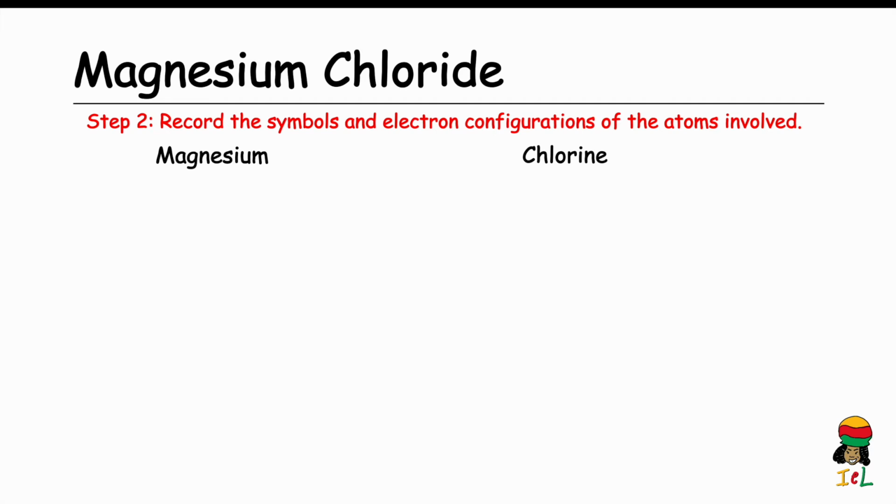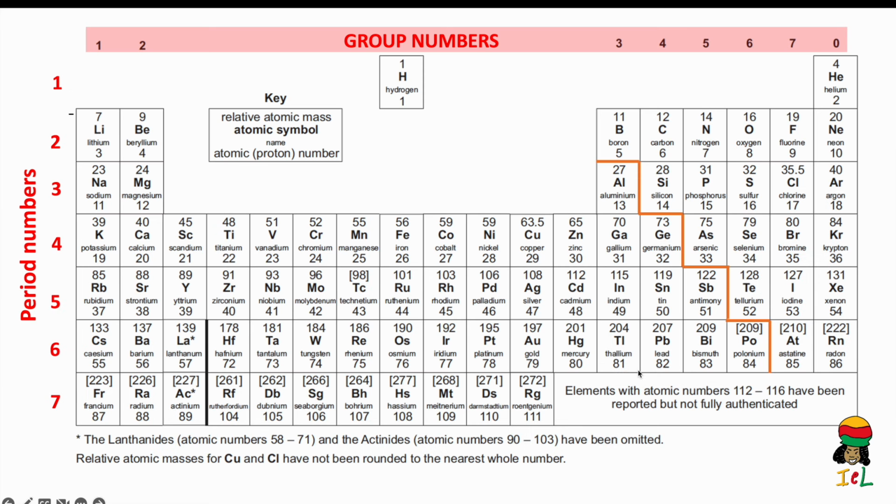Step 2, we will record the symbols and the electron configuration of the atoms involved in the ionic bond. We will get this information from the periodic table. So the metal magnesium has a symbol Mg, and it's found in period 3, which means it has 3 shells. And on the third shell, which is the last shell, there are 2 electrons because magnesium is in group 2.